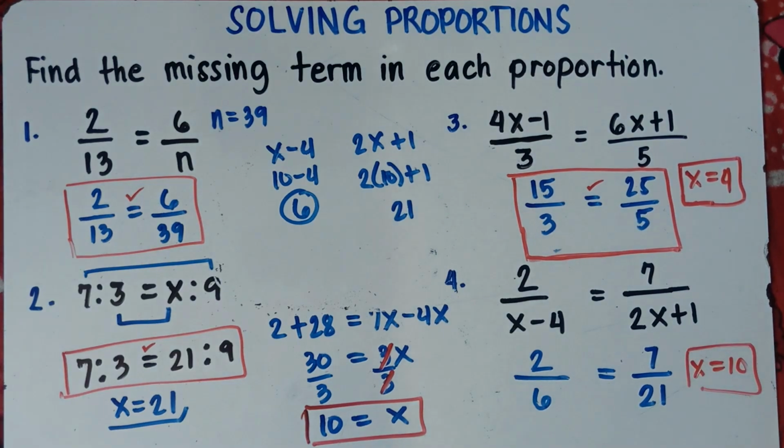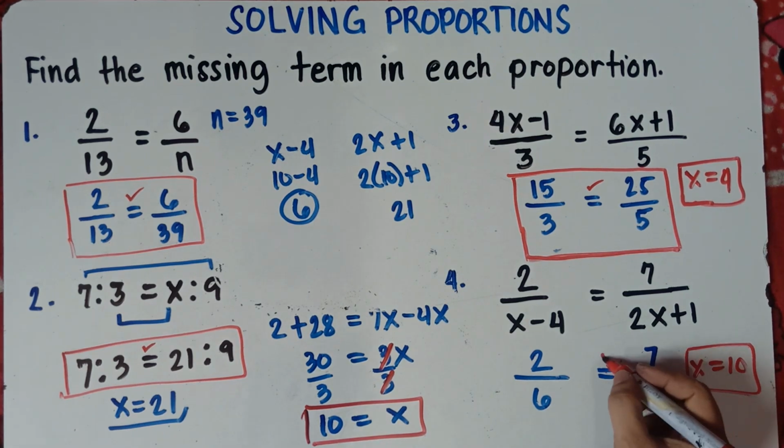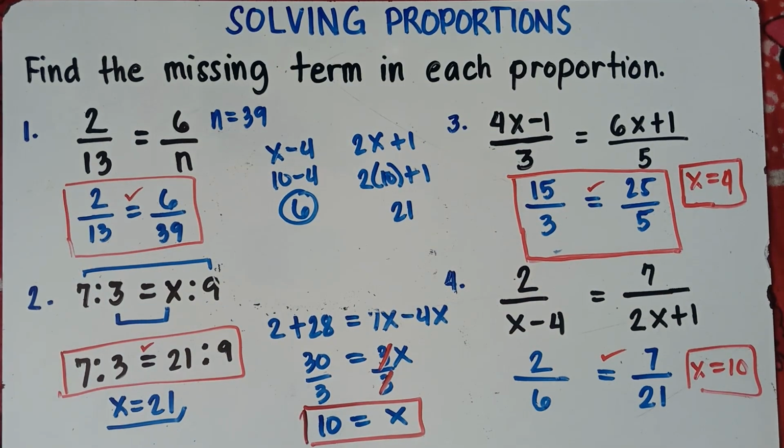Alright, so if you cross multiply, 2 times 21, that's 42. 7 times 6, that is 42. Therefore, class, our answer is correct. Alright, so that's it, class. That's our answer in solving proportions. So I hope you learned something new today.